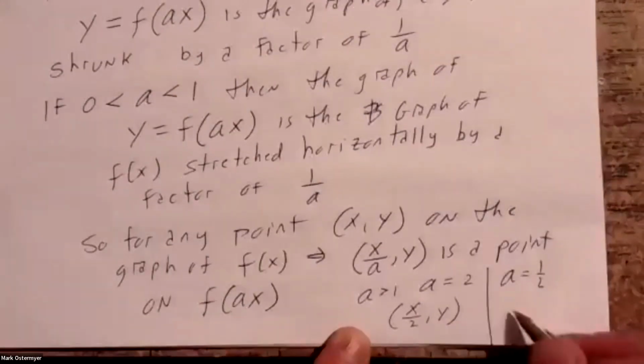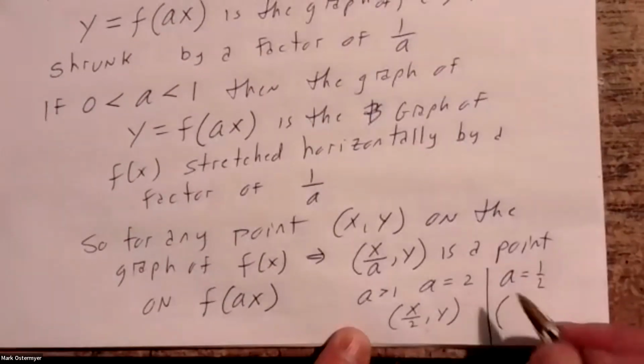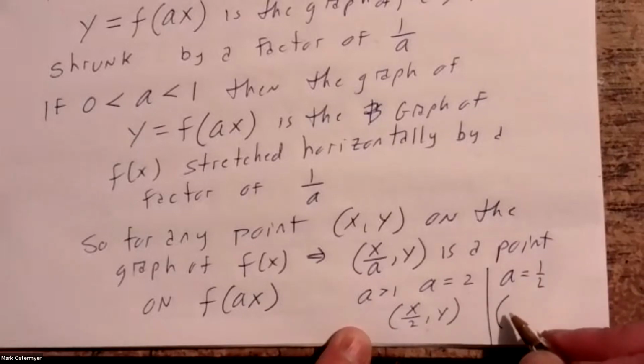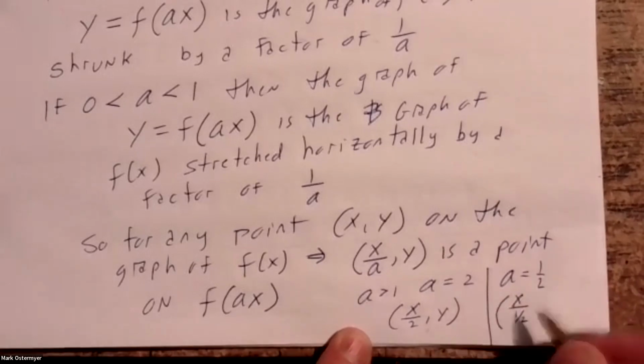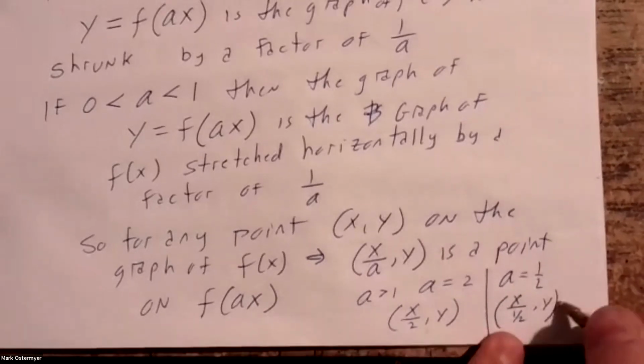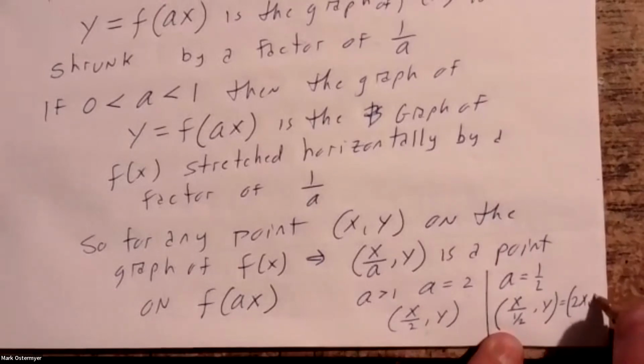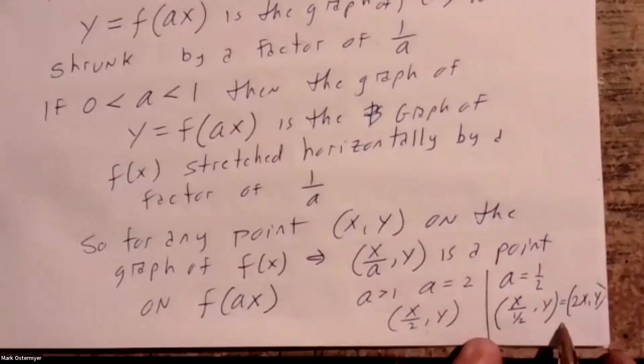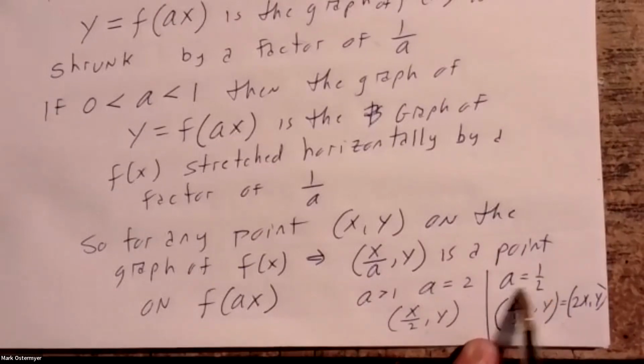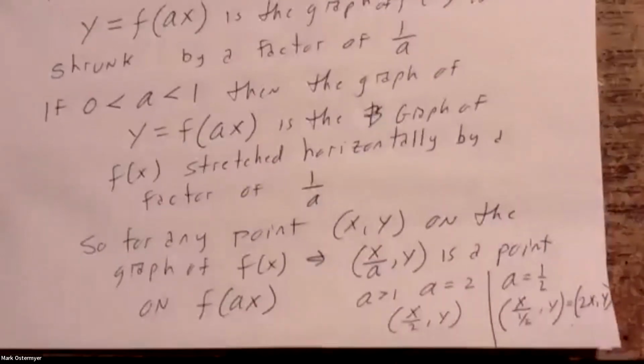If, on the other hand, a was, let's say, 1/2, then the x coordinates of the new transformed function are going to be x divided by 1/2. But x divided by 1/2 is really going to be 2 times x. So when you form a new function f(ax), and a is a fraction between 0 and 1, like 1/2, now the x coordinates are going to be doubled. That's going to cause the graph to experience a horizontal stretching.